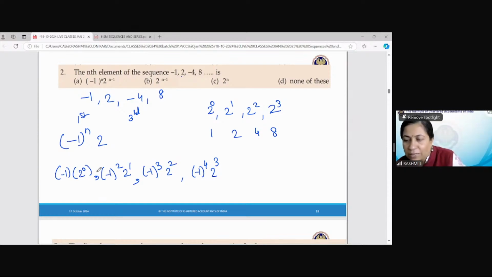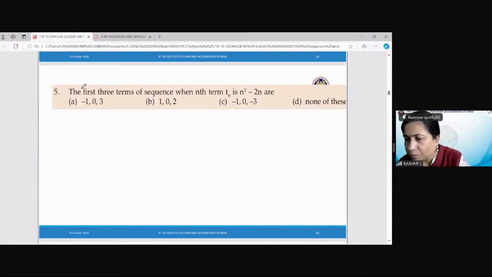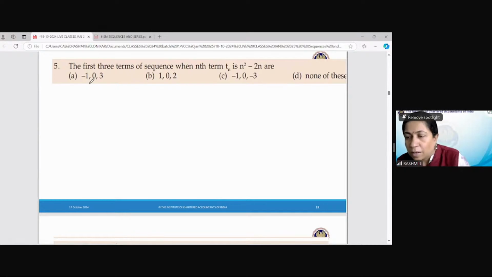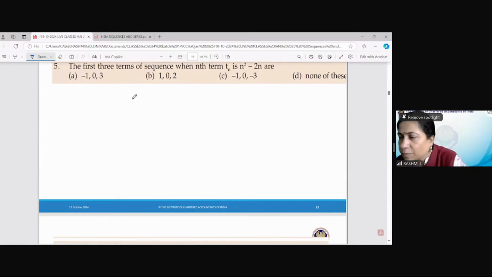Can you see every time this is one number less? So this is equal to -1 raised to n and 2 raised to n minus 1. Okay, -1 raised to n and 2 raised to n minus 1. So A will be the correct answer. Now first three terms.